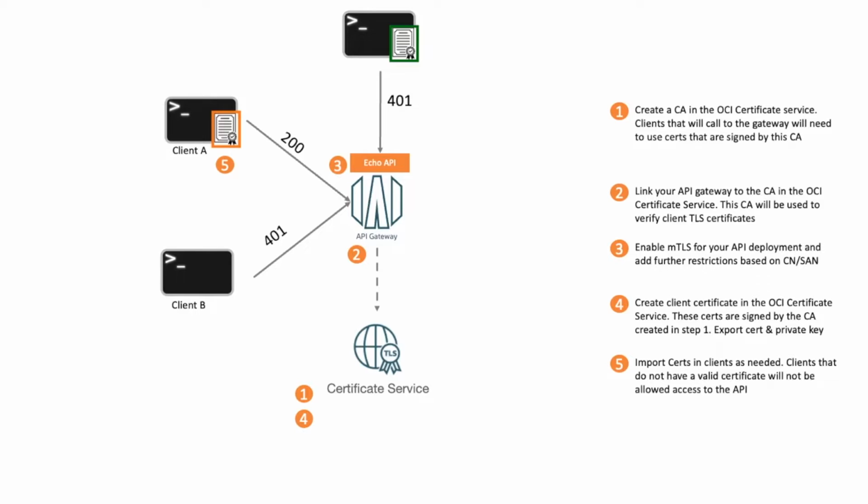So the first step I mentioned: the CA, the certificate authority, can be created from the certificate service, then that is provided at the API gateway level. By using that, the API gateway can verify the client certificate. That's all about that. Then one more level: when a client certificate is generated, there is an attribute called common name or SAN.